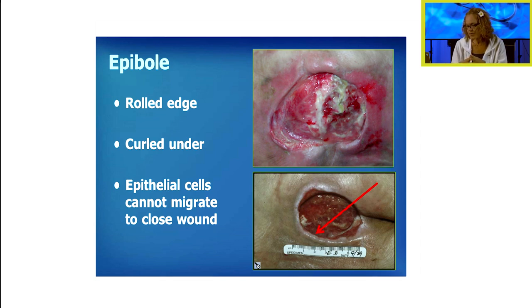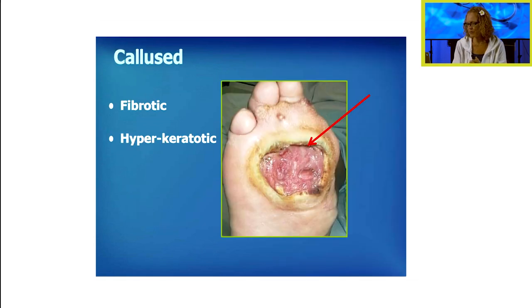What happens is that epithelial cells cannot migrate to close this wound. Okay, so if you see this type of curled under edge of a wound, know that there's going to be some complication here in epithelial cells getting where they need to get in order for this wound to close. And this word that they use to describe this is epiboli. And I had to look that up. That's not a word that you hear every day, but that is how it's pronounced, epiboli.